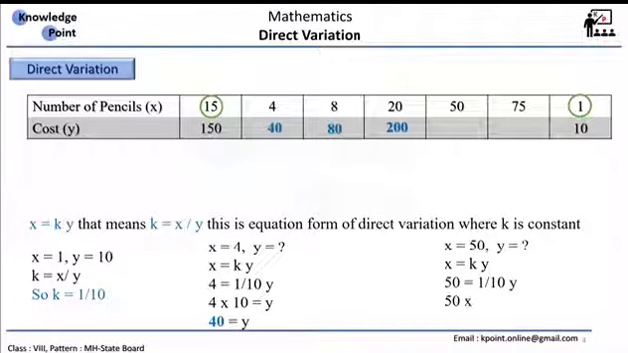Value of 50 pencils. X is 50, y we are not sure, which we need to find out. We know the equation x is equal to ky, and the value of x is equal to 50, the value of k is equal to 1 by 10, and the value of y we need to find out. So when we take it to the other side of the equation, it becomes 50 into 10, and y is equal to 500.